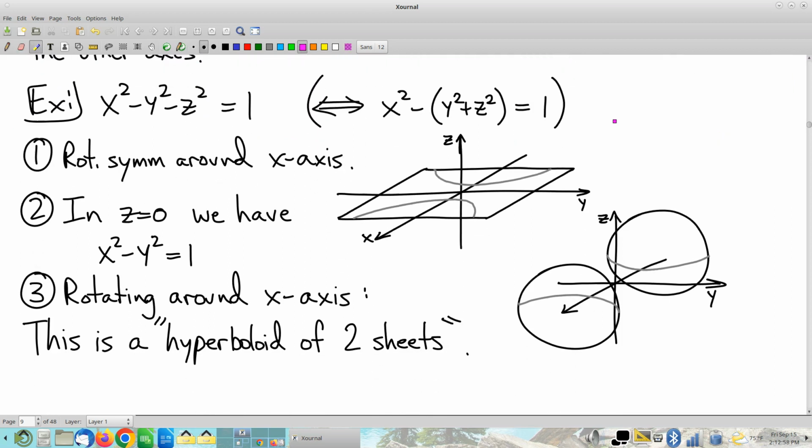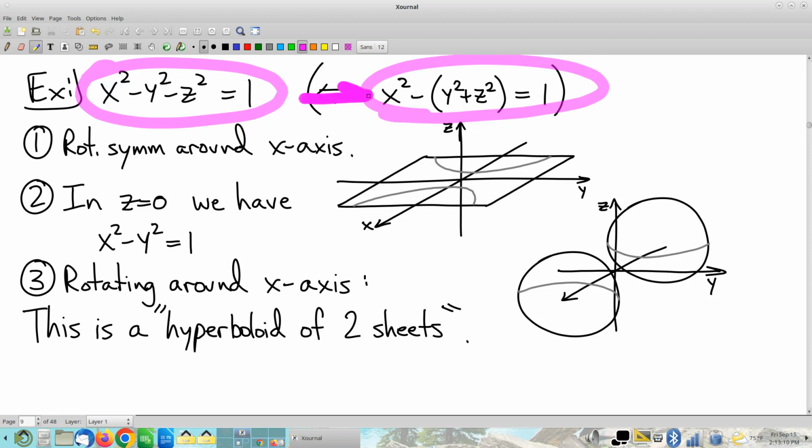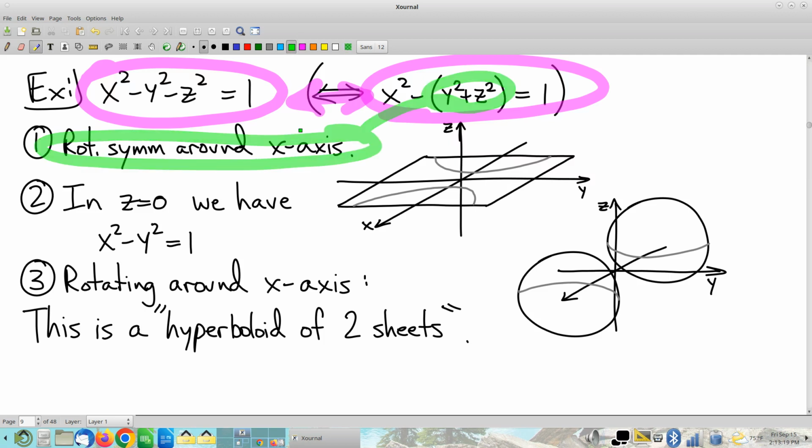Let's look at this equation right here, in which it doesn't really quite leap off the page at you that y and z appear only in the special form, at least not until you rewrite it like this. And now you can see the y and the z appearing only in the special form, and so we have a rotational symmetry around the x-axis.